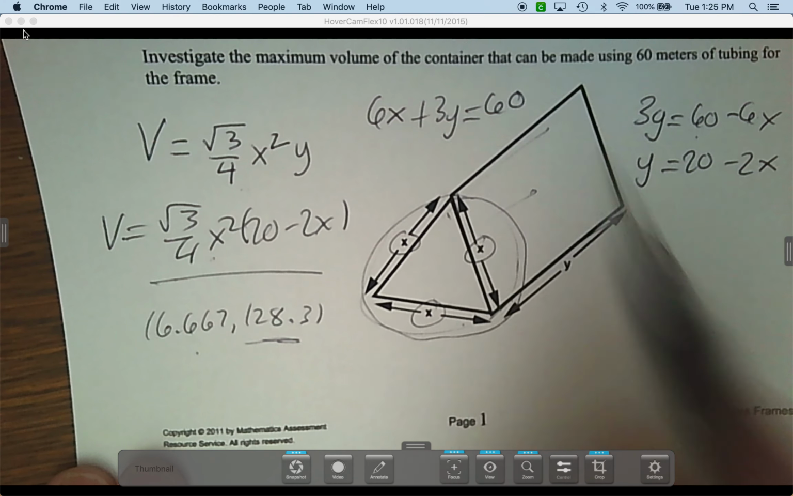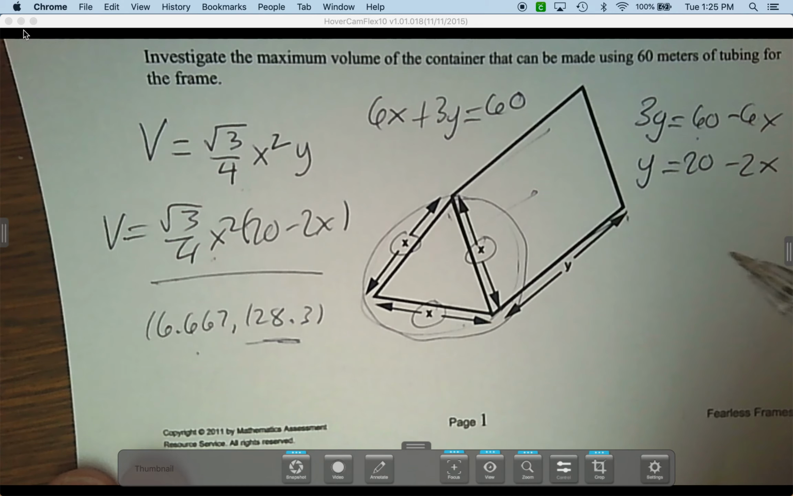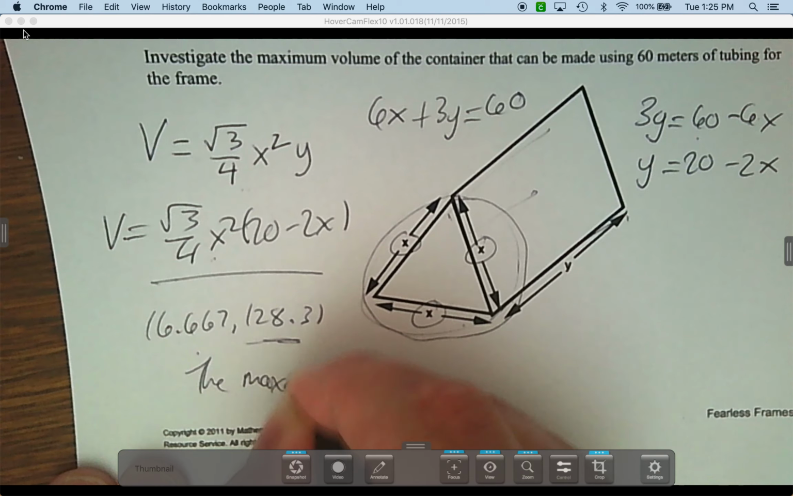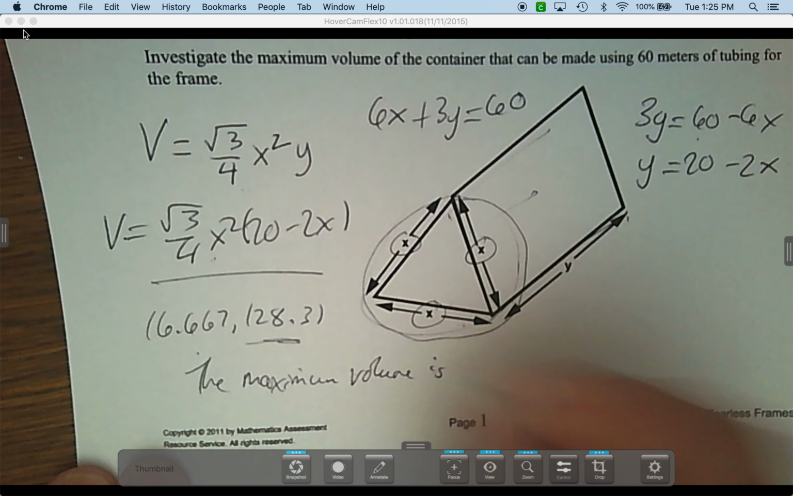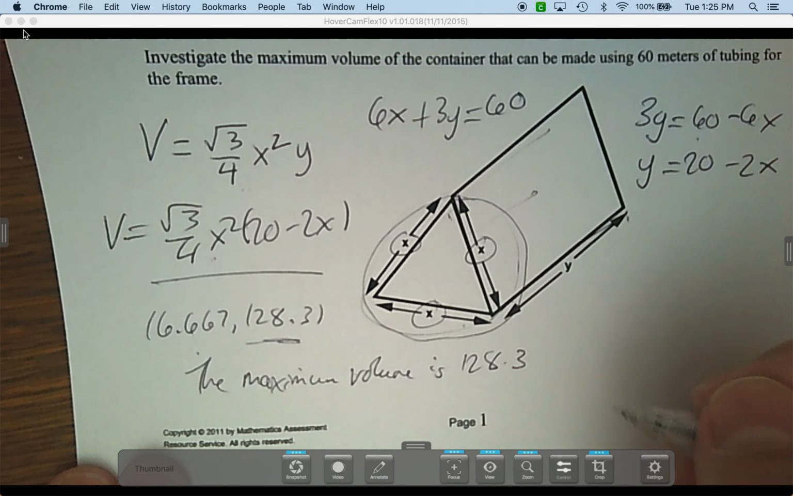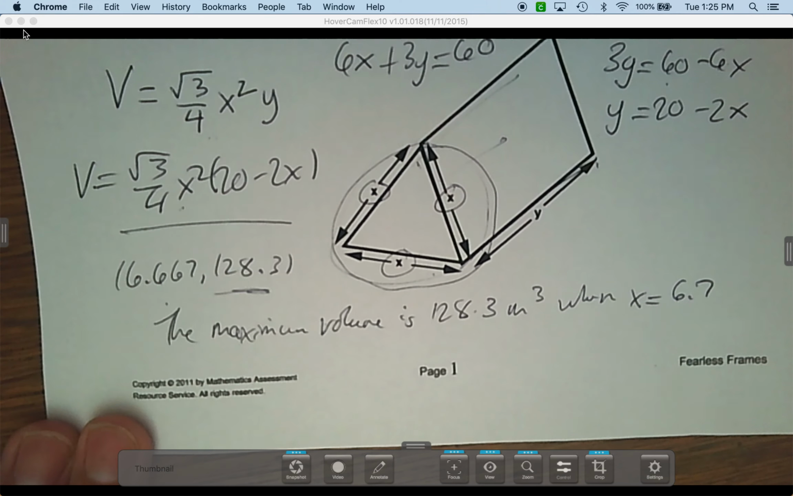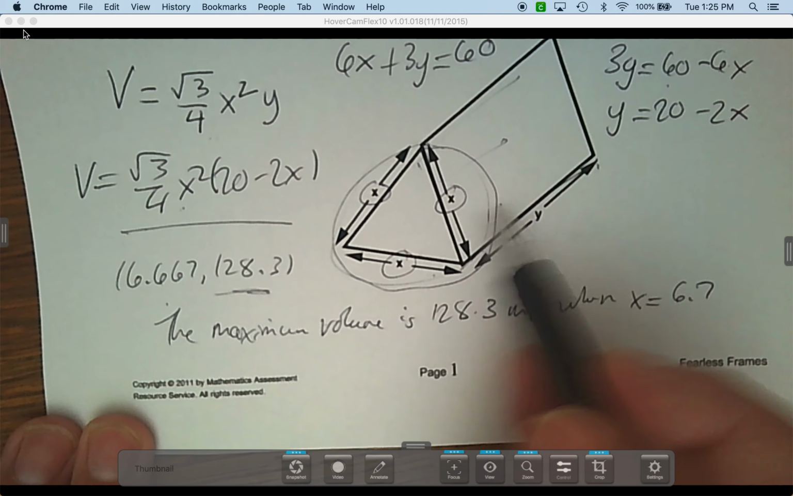So again, it says, what's the maximum volume the container can be used? So the maximum volume is 128.3 meters cubed when x equals 6.7. And so now you found the maximum volume for a triangular prism.